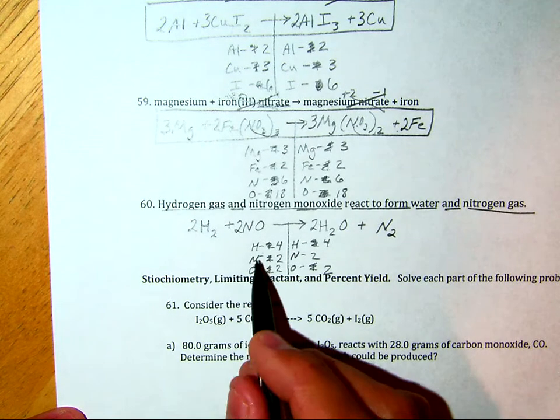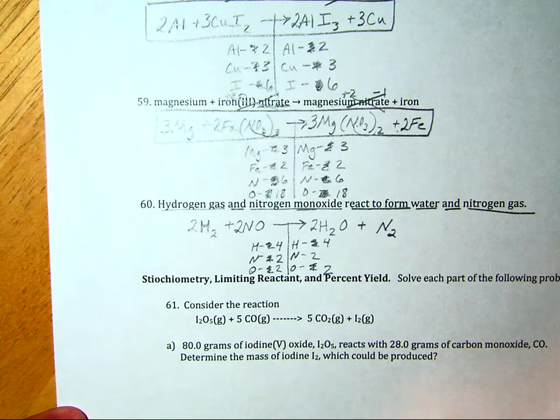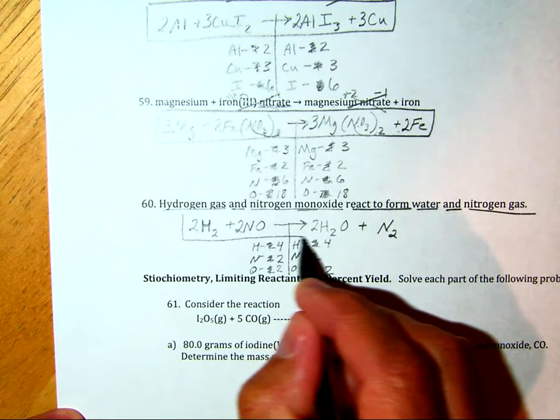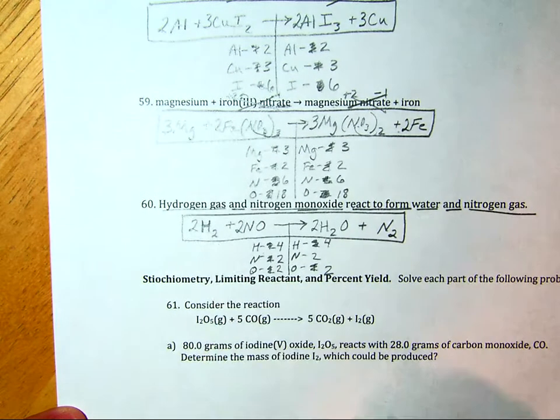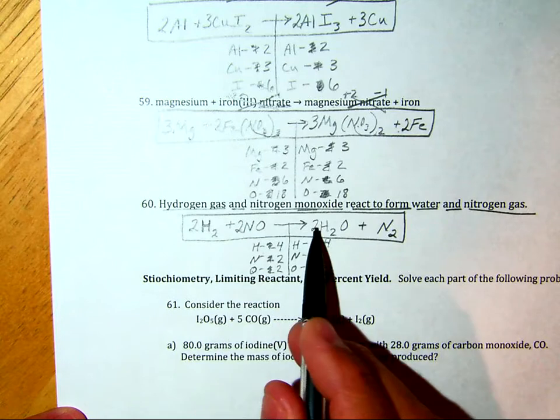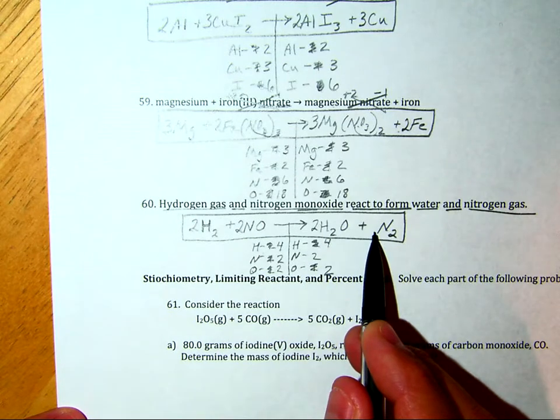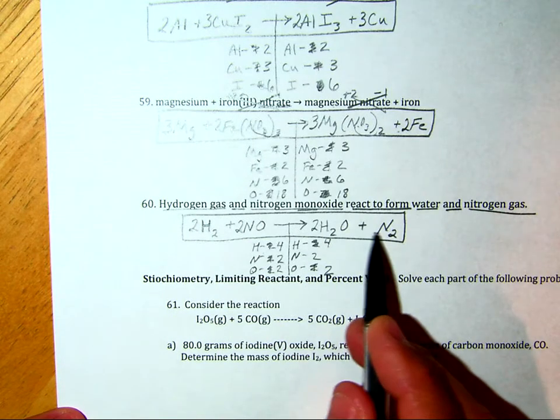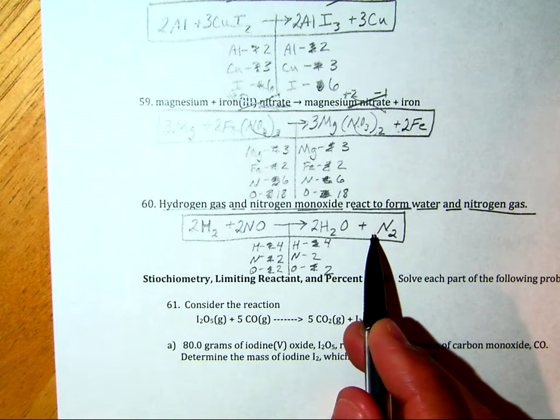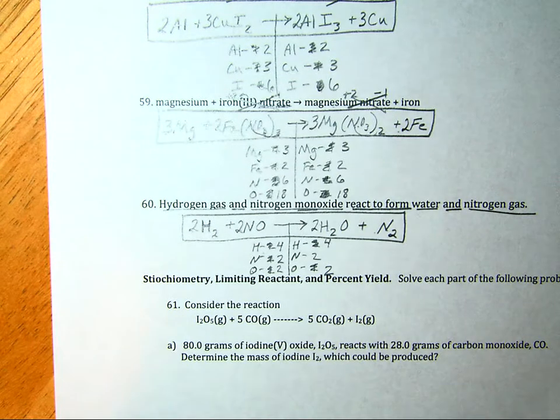Okay, now my hydrogens, nitrogens, and oxygens are all balanced. There's my answer. Now, 2, 2, 2, and 1 are my coefficients. Can I reduce them? And the answer is no, because 1 is already reduced as far as it will go. So there's my answer.